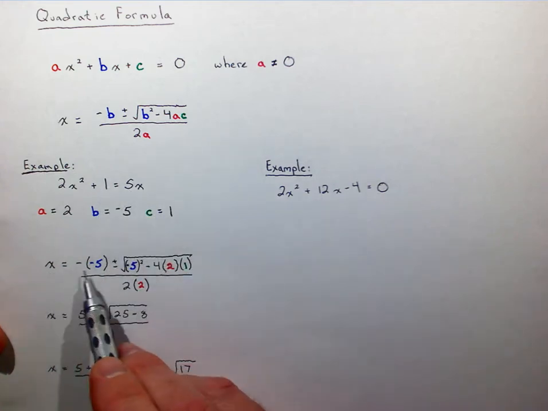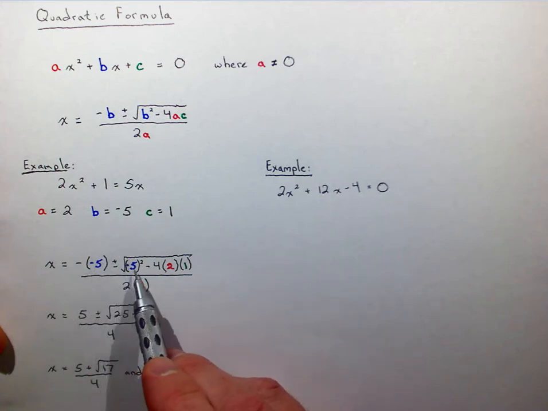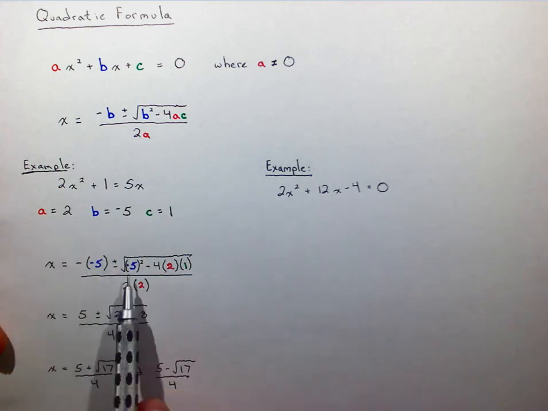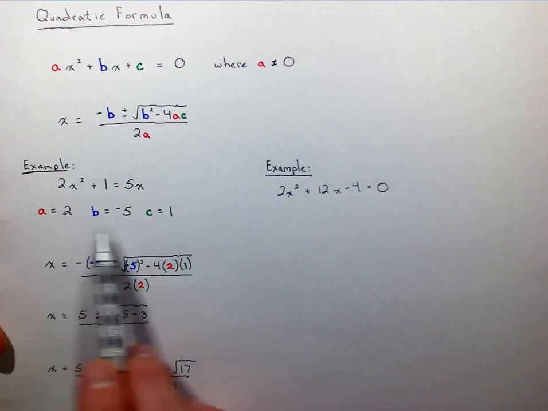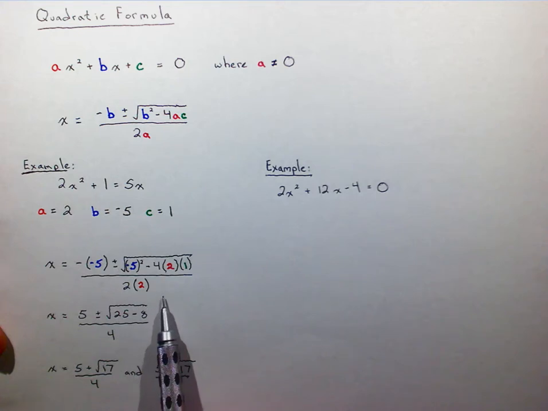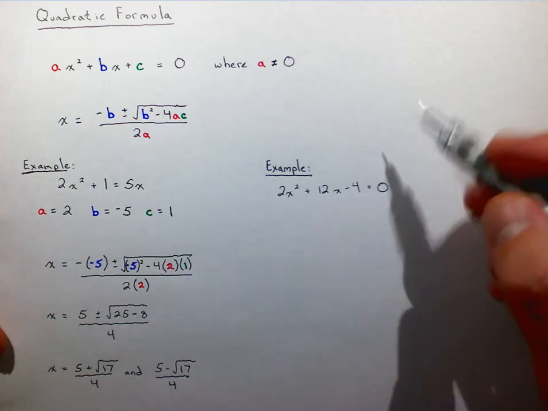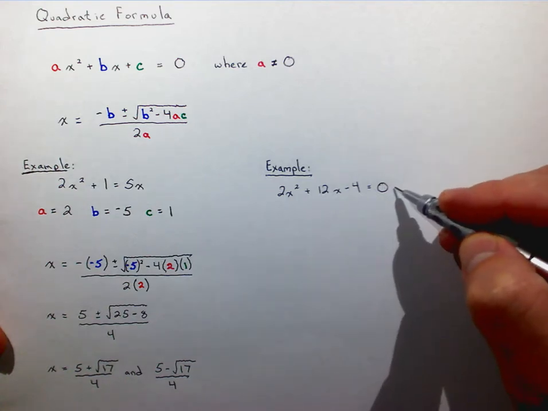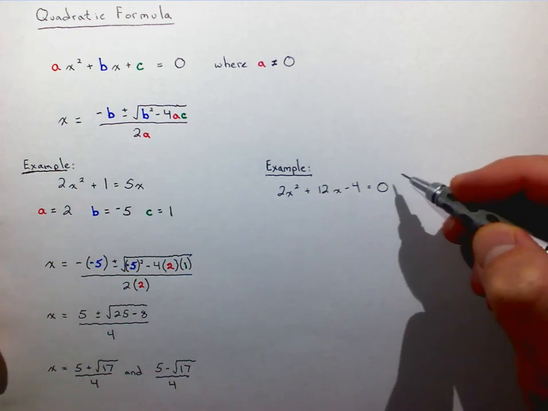So I plug my values of a, b, and c into my quadratic formula, and that's what x equals. And now I'm left with simplifying. Whenever I simplify, I end up with these two answers. Again, these are the zeros, the roots, the solutions, and also the x-intercepts. So if you wouldn't mind, go ahead and pause the video, work this problem, and let's see if we get the same answers.